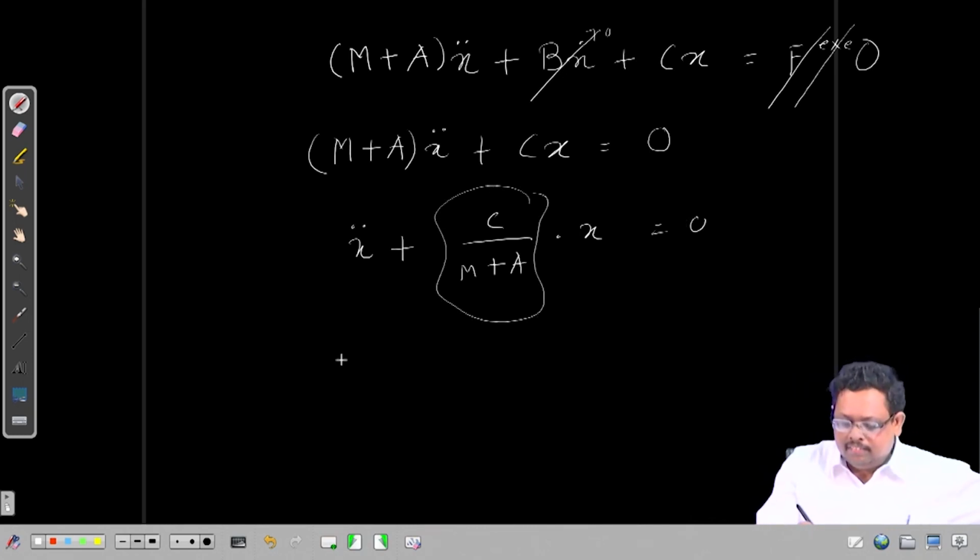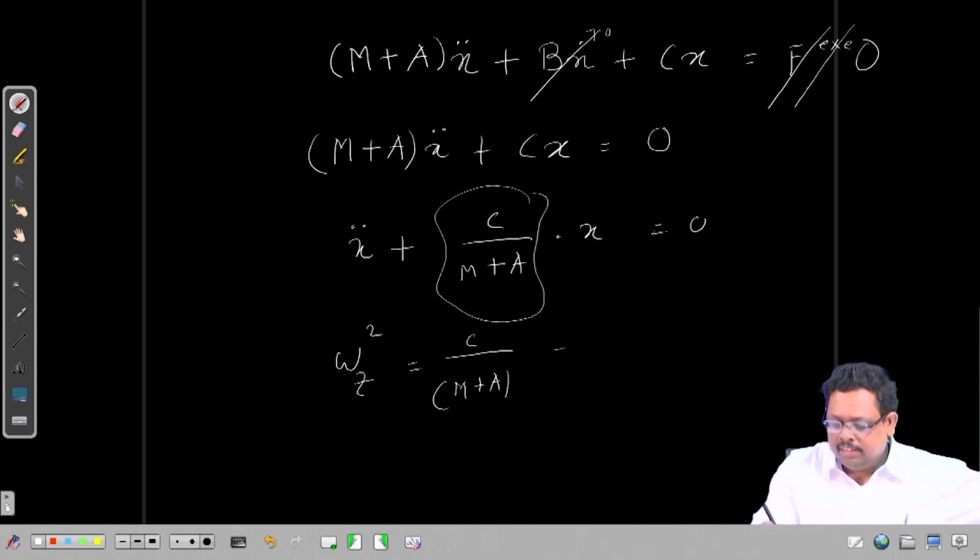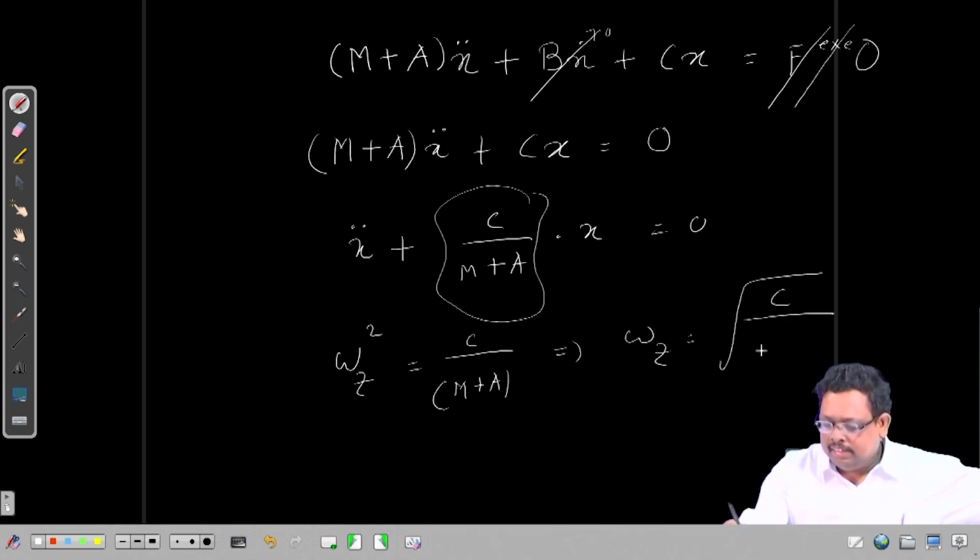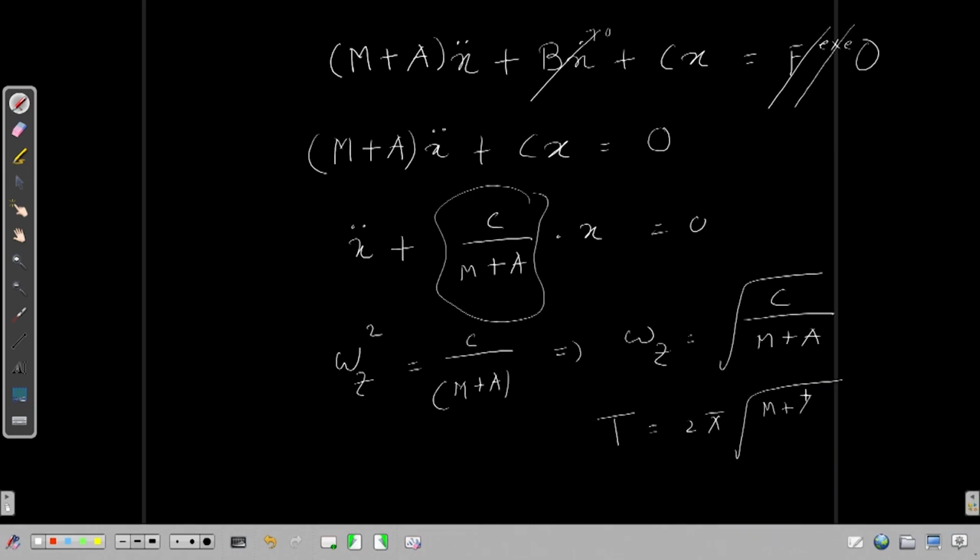So, we can define the natural frequency as omega z. We know that omega z square is nothing but c divided by (m plus a). So, from here we get omega z equal to the square root of c divided by (m plus a). That is a very common thing, everybody knows. Similarly, we can find the time period, which is 2 pi times the square root of (m plus a) by c. Now, this is actually very important for us, right. So, now let us go ahead with this expression.